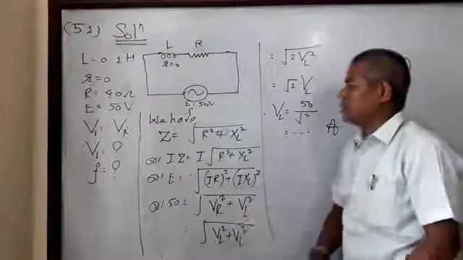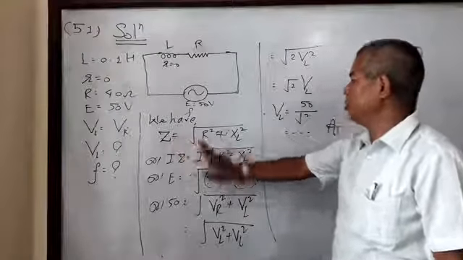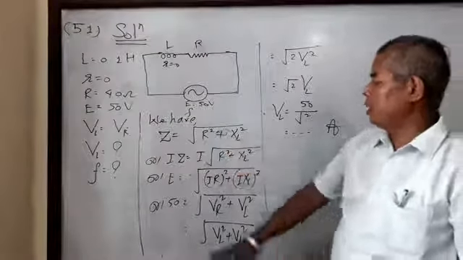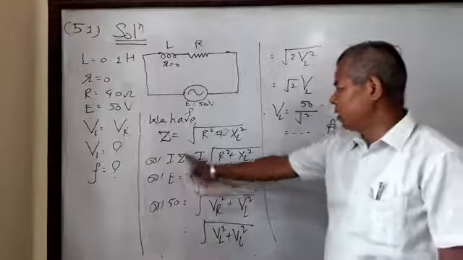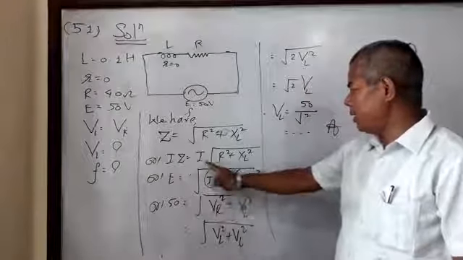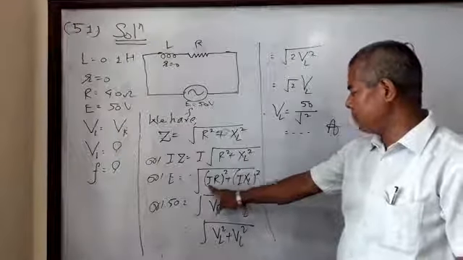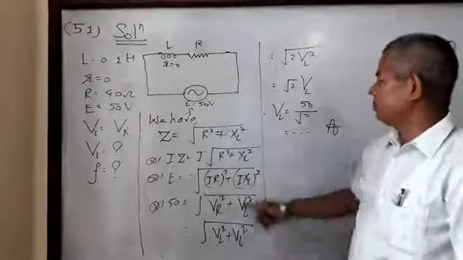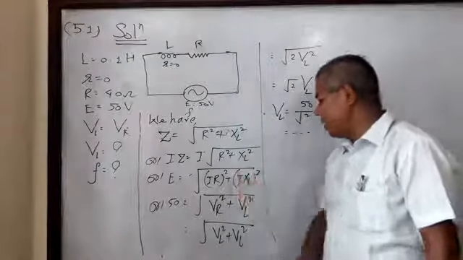Now again, what is the question? This is the impedance circuit. Z is equal to root under R square plus XL square. Multiplying both sides by I, I into Z is equal to E, and I is taken inside the bracket in the squaring. Then I into R is VR, and I into XL is VL.